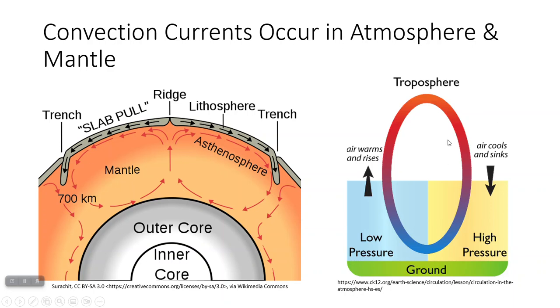Something similar happens in the atmosphere, where the heat source is also on the bottom. In this case, it's the ground, which tends to absorb solar energy and then radiate heat out. And then as you go higher into the troposphere, temperatures get cooler. So near the ground, you have a warmer temperature. That air warms and then rises because it becomes less dense. Once it's farther away from the heat source, it cools and then it becomes more dense and it sinks down to the ground.